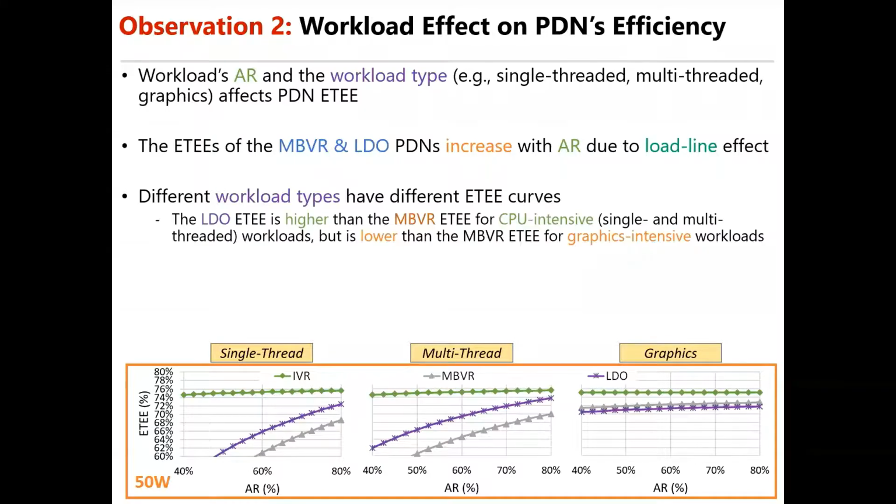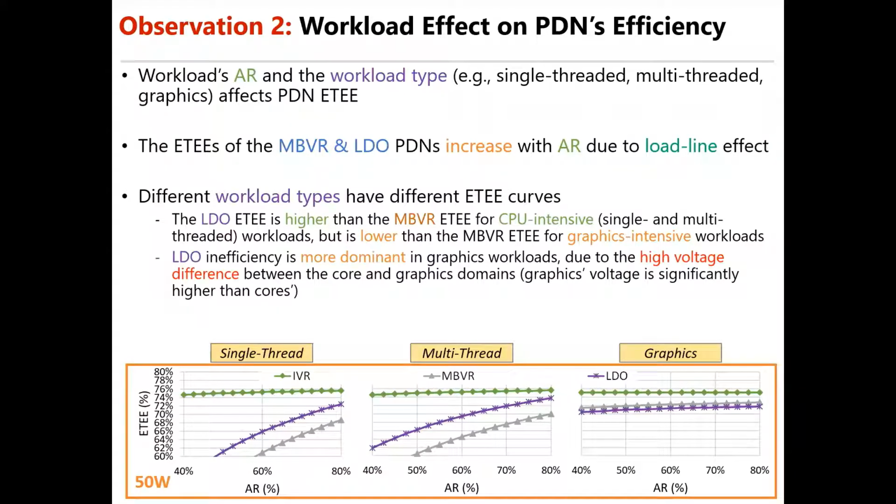For example, the LDO end-to-end efficiency is higher than MPVR end-to-end efficiency for CPU-intensive workloads, but is lower than MPVR end-to-end efficiency for graphics-intensive workloads. LDO efficiency is more dominant in graphics workloads due to the high voltage difference between core and graphics domains.